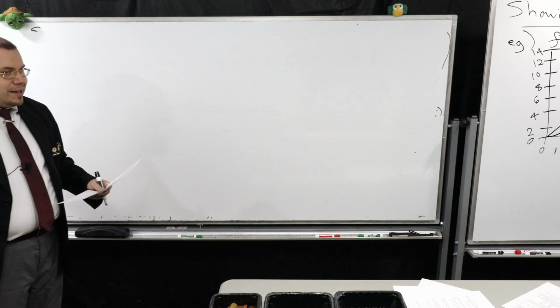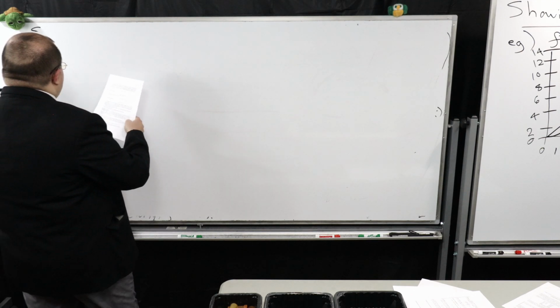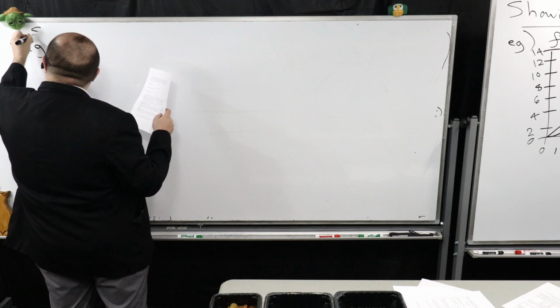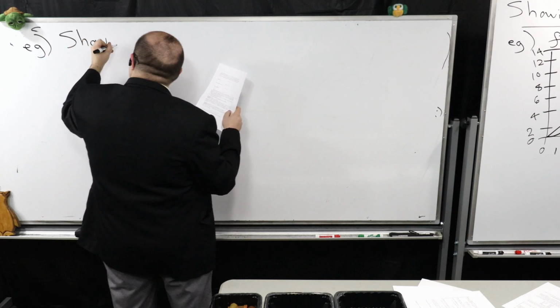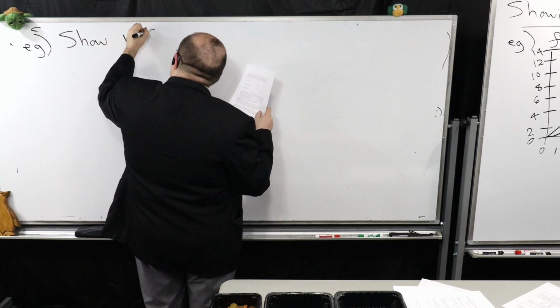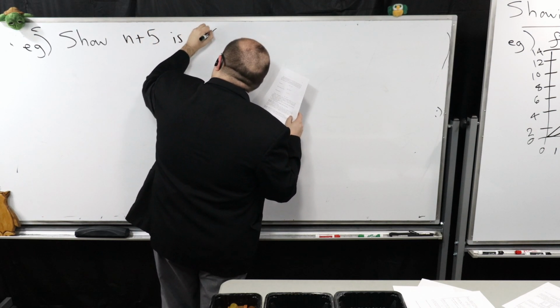So let's do an example. Let's start off with something that seems rather cute looking. Let's try showing that n plus 5 is big O of n.